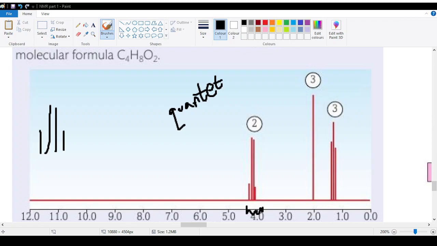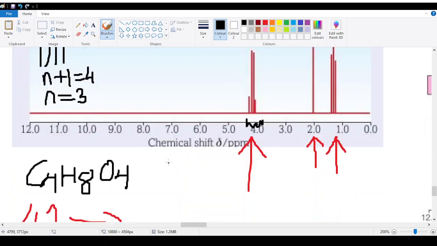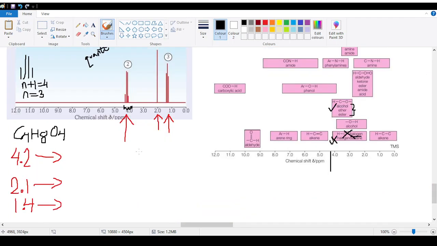How many neighboring hydrogen atoms are there? If it's a quartet, that means n plus 1 was equal to 4. That means n must have been 3. So that means there was probably a carbon that had hydrogen, and next to this carbon there was another carbon to which my hydrogen was joined. And to be specific, how many hydrogens? Two hydrogens. Yes.